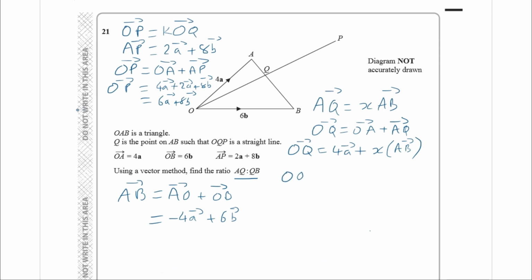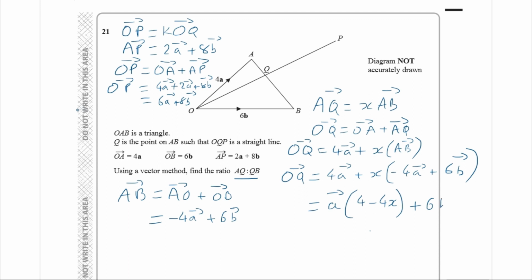So we can say OQ is equal to 4A plus x times the value of AB, which is negative 4A plus 6B. Okay, so we can do that. So we'll realize here that we'll have a vector going in the A direction. So in the A direction, we'll have 4 minus 4x. And in the B direction, we're going to have 6x as we open the bracket and multiply by x and group the things which are in the A direction and group the things which are in the B direction.